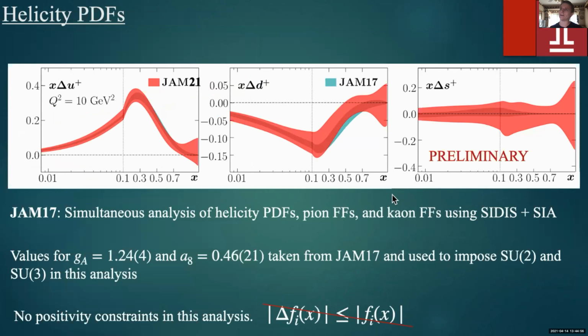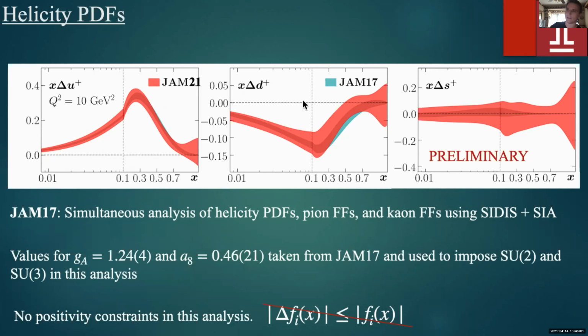So with all of that data, what do the helicity PDFs actually look like? Here I'm showing delta u plus, delta d plus, and the strange distribution. I'll leave the discussion of the gluon out since Yiyu just covered that in great detail, and I'll just focus on these. I'm comparing here with JAM17, which was a simultaneous analysis of helicity PDFs, pion fragmentation functions, and kaon fragmentation functions using semi-inclusive DIS and semi-inclusive annihilation. In order to impose SU(2) and SU(3), we take the values calculated from JAM17. And finally, there are no positivity constraints included in either of these analyses.